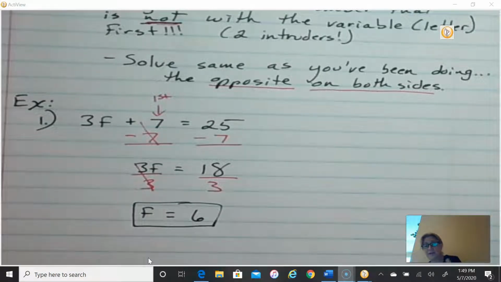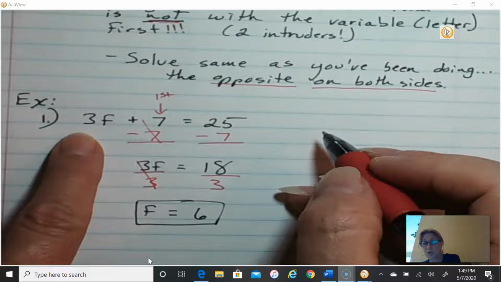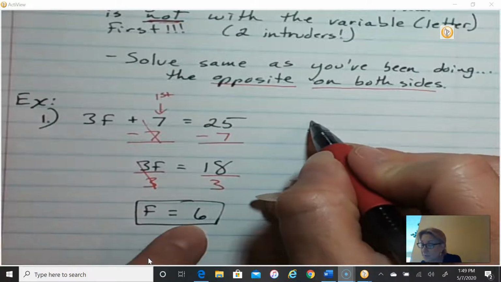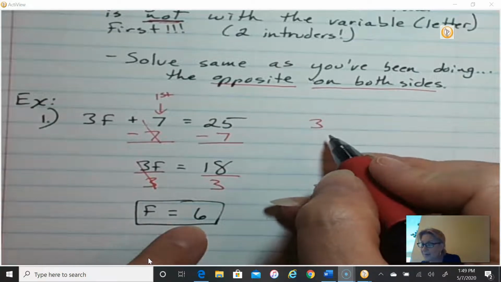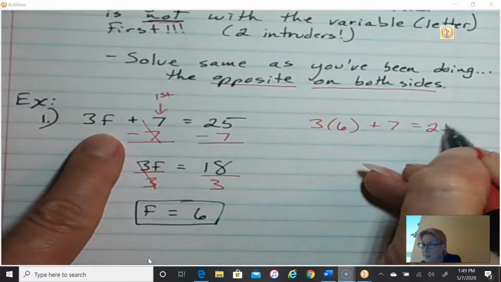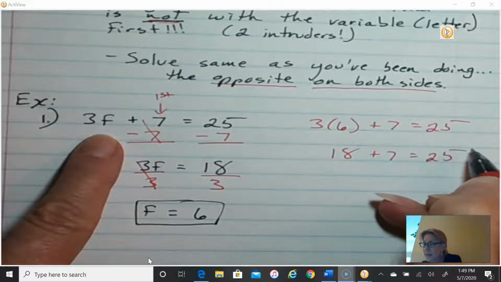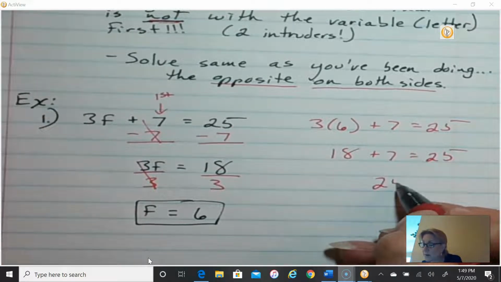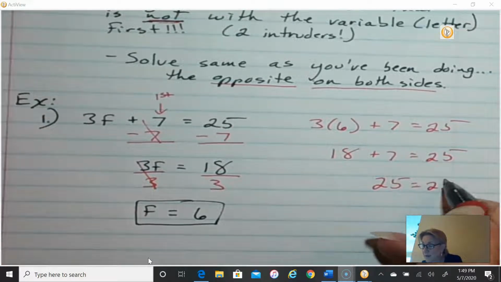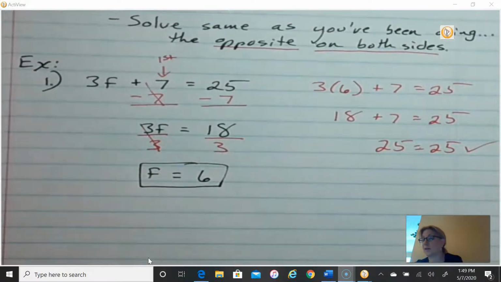And you can check this. I'm not going to check all of them because I want to try to keep the video short. It's taking me forever to upload these things. But you can, on your own, go back and substitute that 6 in for the f. 3 times 6 is 18. 18 plus 7 is 25. And they check. That's how you can make sure you're doing it correctly.